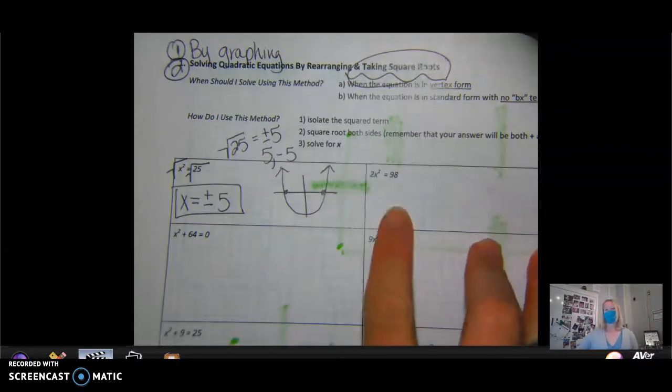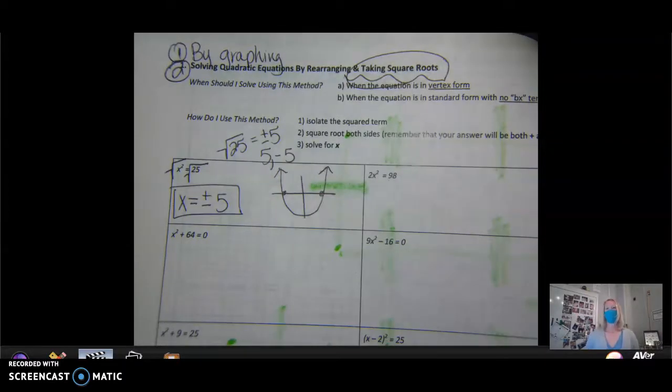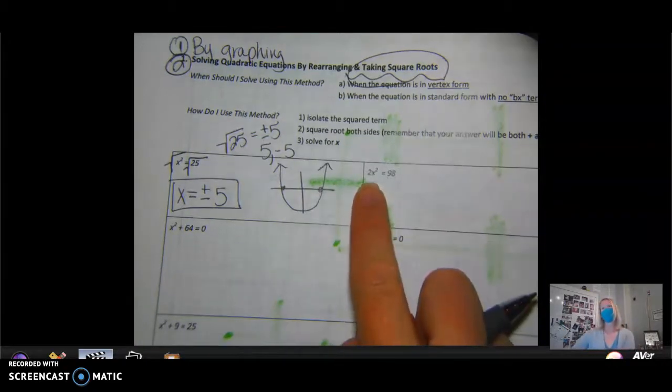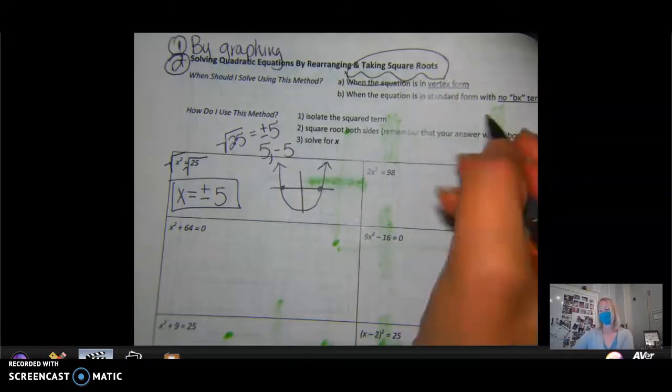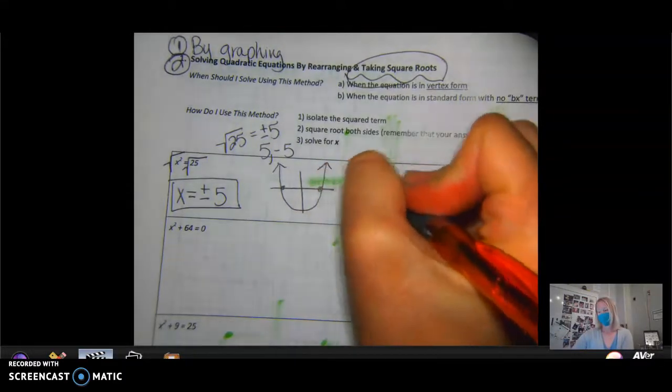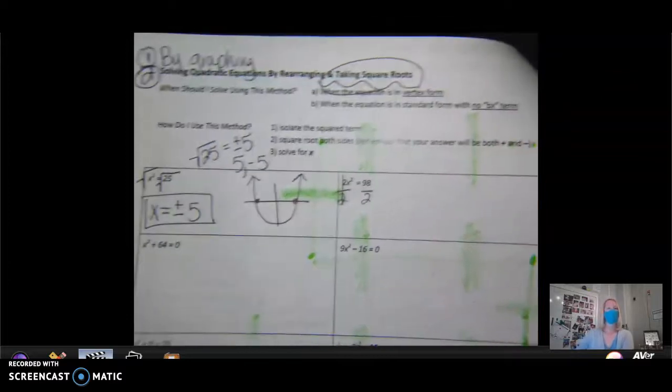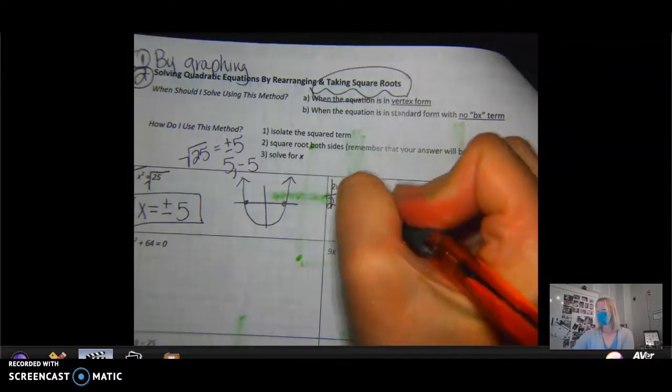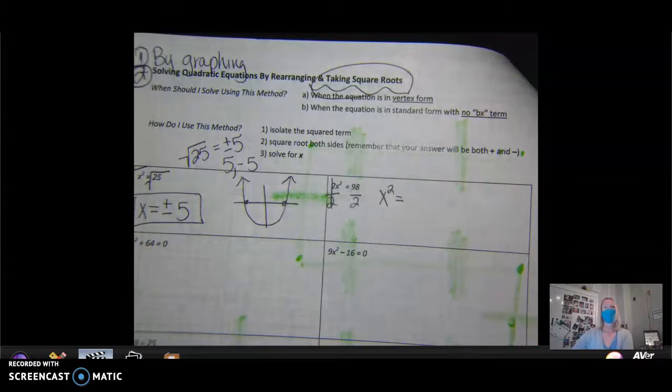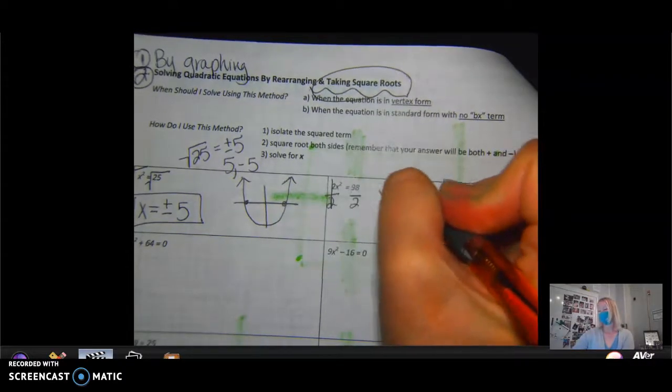Let's try the next one. Is it by itself? No. What is with it? 2. What is the 2 doing to the x squared? Is it adding, subtracting, multiplying, or dividing? It's currently multiplying. So to move it to the other side, what would I have to do? So I'm going to divide by 2 on both sides. 2 divided by 2 cancels to 1. So I'm left with x squared equals, what's 98 divided by 2? 49.